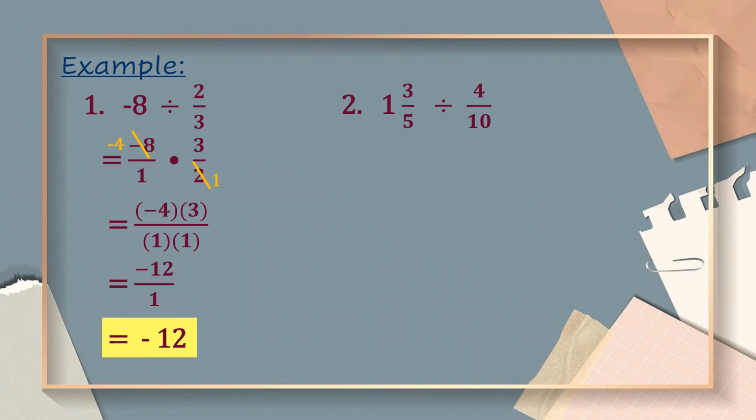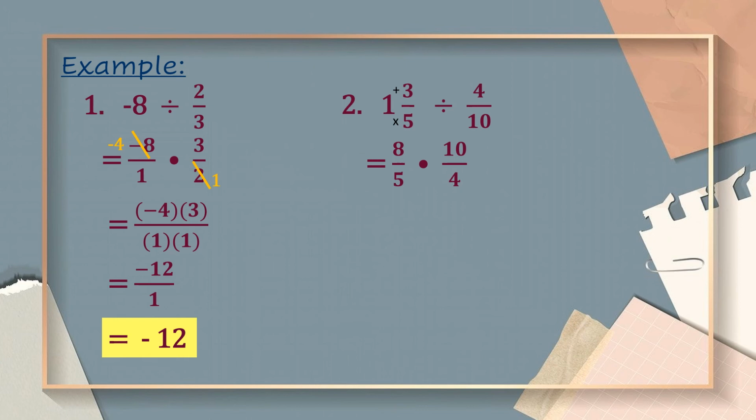Example number 2. Sa number 2, ang ating unang fraction ay mixed number. So, let's change mixed number to improper fraction. So, ang gagawin natin ay times. 5 times 1 is equal to 5. I-add natin ang numerator, so magiging 8. Copy lang natin yung denominator na 5. Then, mula kay divide, naging multiply. Then, reciprocal of 4 over 10 is 10 over 4. So, now we have 8 over 5 times 10 over 4.